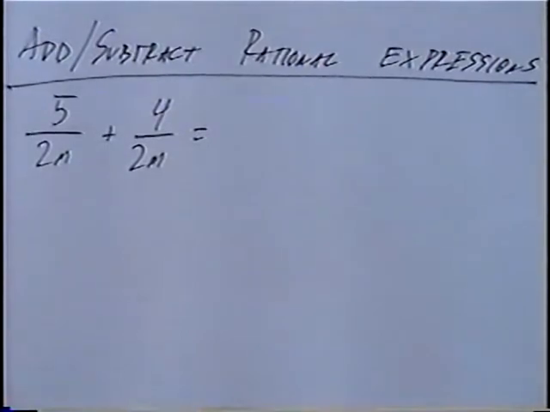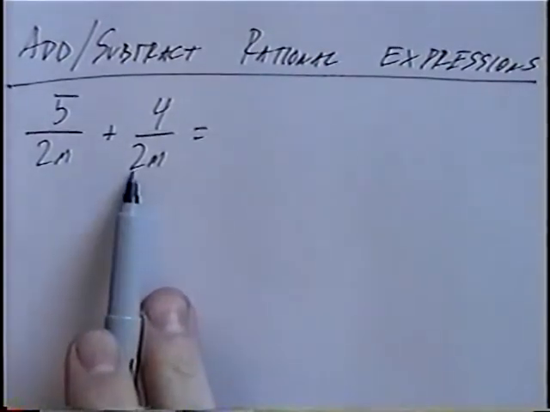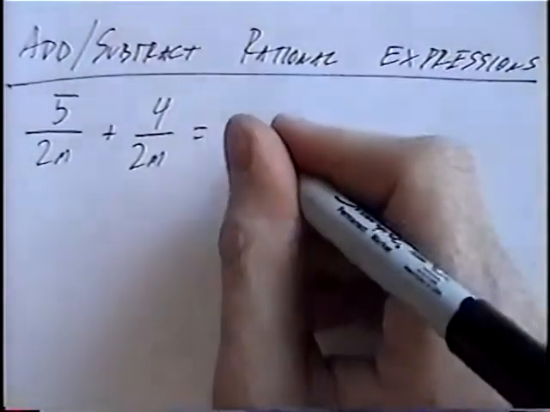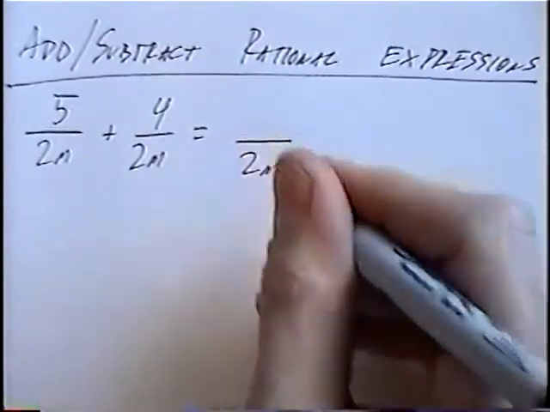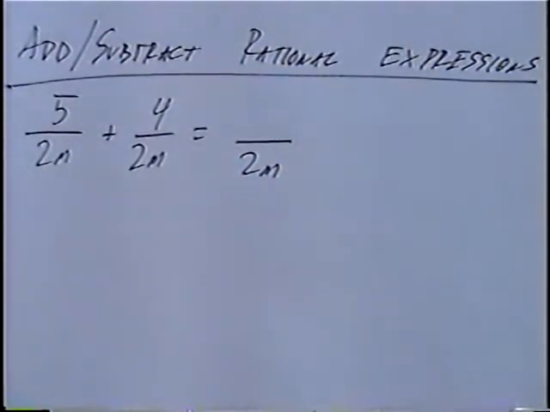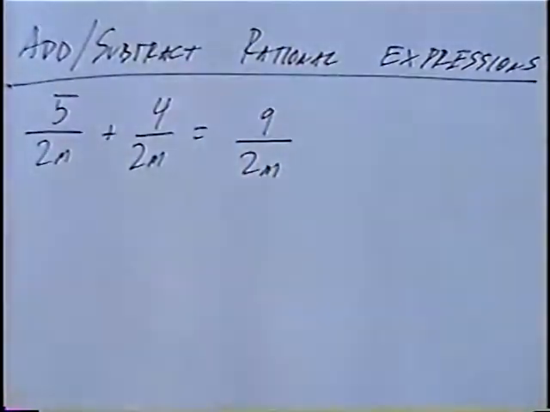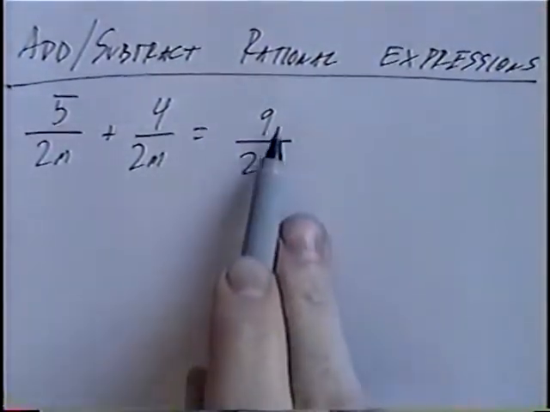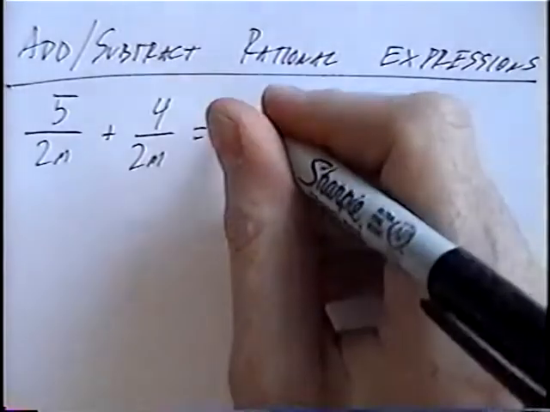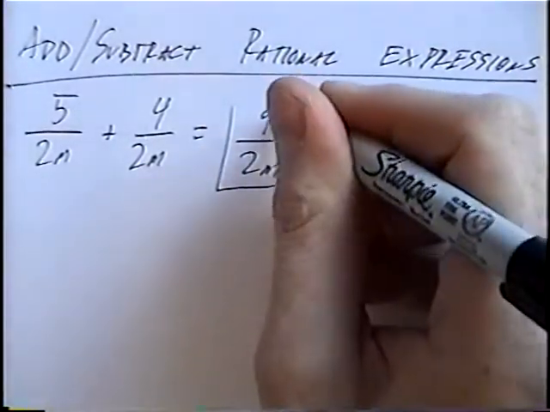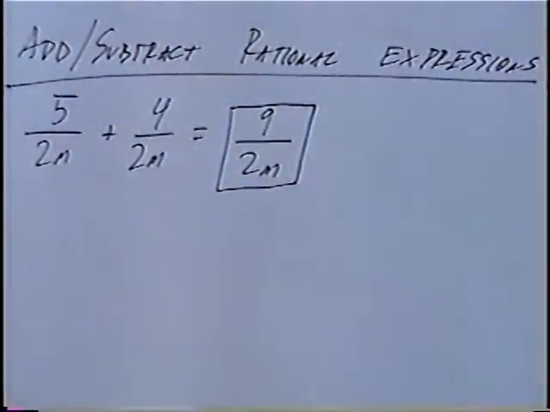When adding fractions, the denominator must be the same. In this case, they're both 2m, so our answer will have 2m for the denominator. The numerators, we can add those. 5 plus 4 would be 9. Always check and see if the fraction can be reduced. This one cannot be reduced, so your final answer is 9 over 2m.